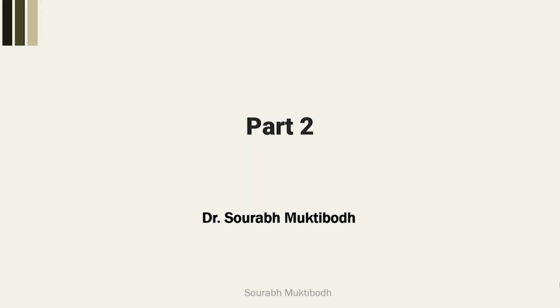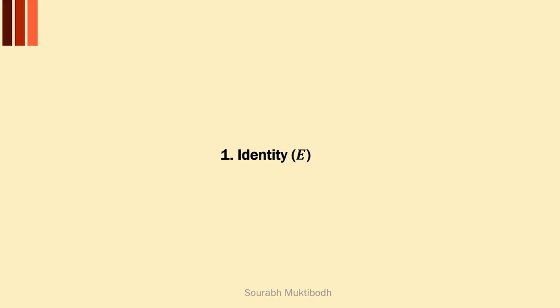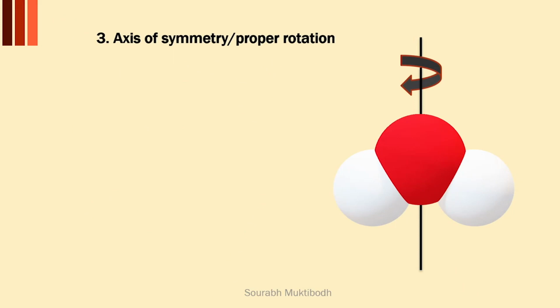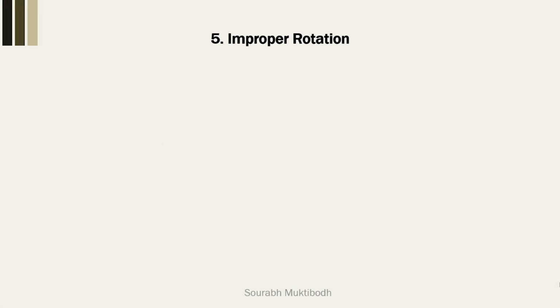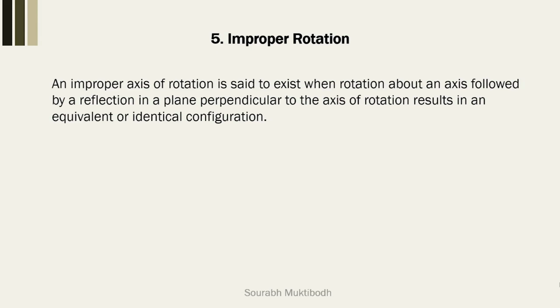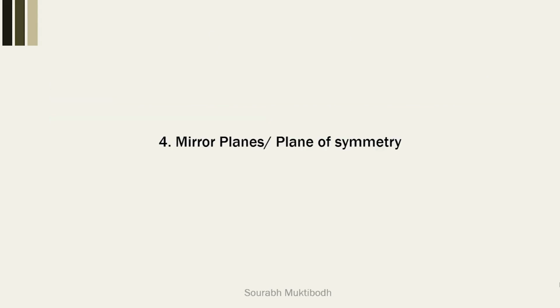In the earlier section, we have studied identity, number 1, center of symmetry, number 2, and mirror proper rotation or axis of rotation, number 3. Now, two more operations are left. They are mirror planes and improper rotation. Mirror planes and improper rotation are left now. So let us discuss them one by one. We'll start with the mirror planes or the plane of symmetry.